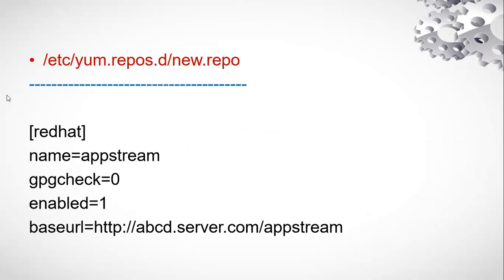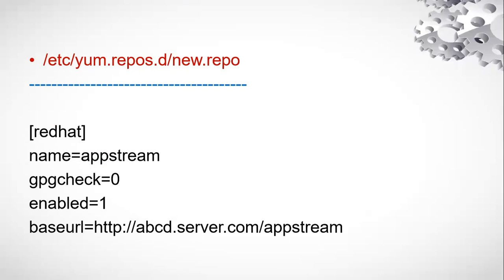But before that, mark this directory name, /yum.repos.d. This is the directory where you'll be creating the repo files. Also /new.repo: this is a new file I'm going to create, so I'm giving the file name as new.repo. The repo file must be configured inside /etc/yum.repos.d.